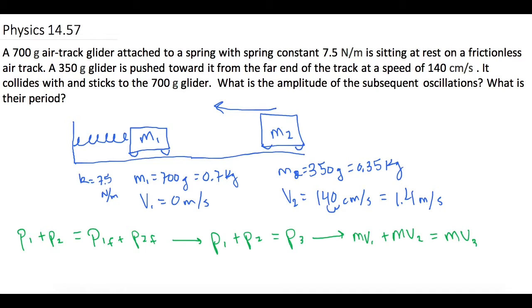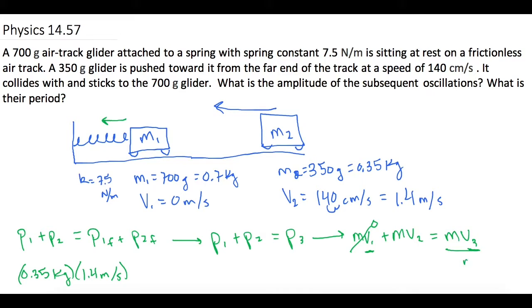All right, so now we can find the final velocity after they hit together, and that will be our initial velocity of compressing the spring. So now we can simplify this just a teeny bit more as well. M1 is at rest, so its initial velocity is 0, making this whole term 0. So now we have M2 times V2 equals the mass of both of them together times their final velocity. So I'm going to rewrite it over here. M2 is 0.35 kilograms times its velocity of 1.4 meters per second.